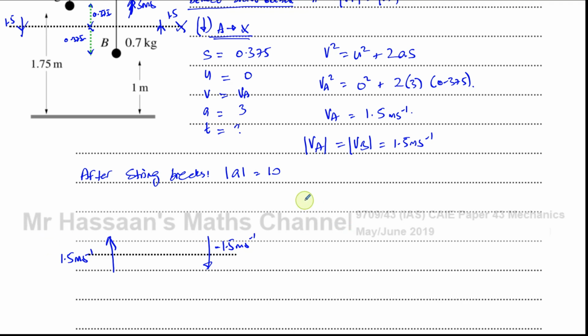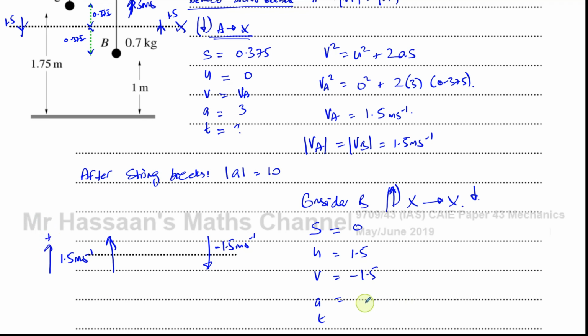So basically, if we consider B from X back to X again, it's going up and then down. Let's look at what we have with SUVAT. Its displacement from this point back to this point is going to be 0. I'm talking about displacement from where it started at this point. Its initial speed is going to be 1.5 meters per second. Its final speed is going to be minus 1.5 meters per second. Acceleration: we're taking up as positive because this is its initial speed, so we always take the direction of the initial speed as the direction that we're taking. So up is positive, and the acceleration is down, so it's going to be minus 10. And this is the time we're looking for.